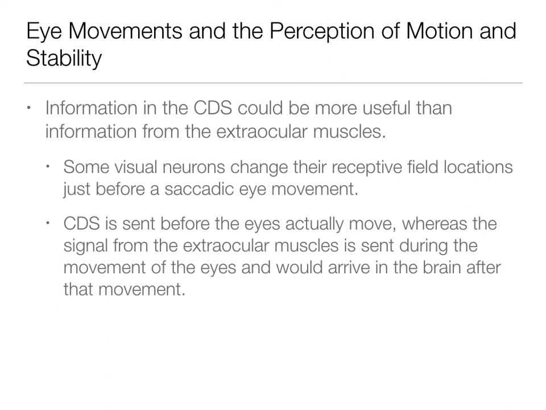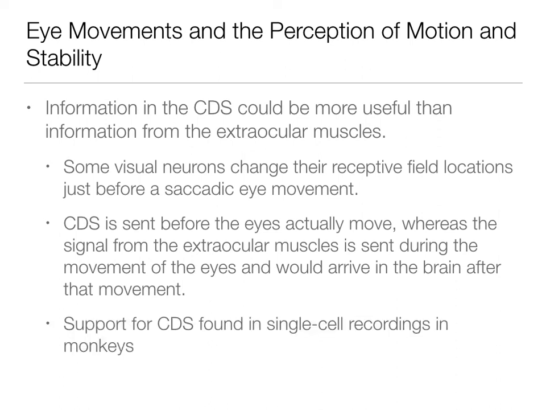CDS would send these signals before the eyes actually move, whereas the signal from the eyes is sent during the movement, and it would arrive at the brain afterwards. But because, again, we're getting both of these, the brain is able to prepare for that incoming information. And we really have support for this theory primarily from single-cell recordings of monkeys. Again, they have this idea of intended movement, that the eye is preparing to move, and the neurons are responding that way. There's a figure 7.17 in your textbook on page 244 that kind of shows you some of this evidence in support of the CDS.